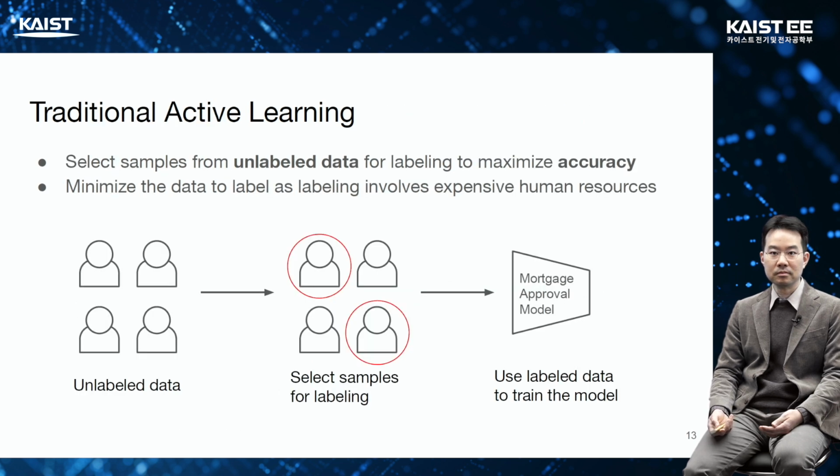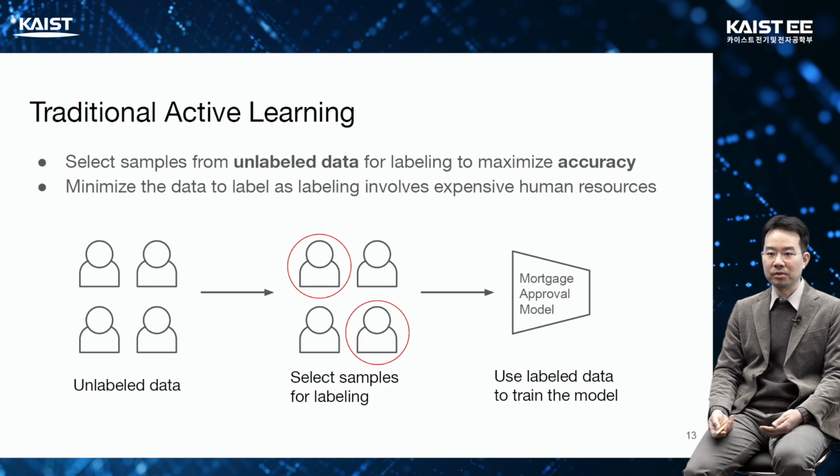We focus on the problem of active learning, and first I'd like to give a brief introduction of the traditional notion of active learning. Here, the goal is to select samples from unlabeled data for labeling to maximize accuracy. And the goal is to minimize the data to label because labeling involves expensive human resources.